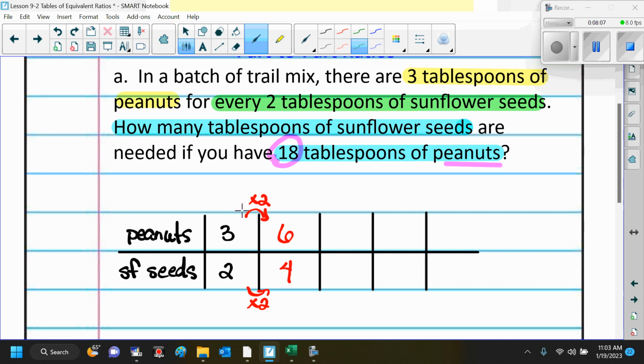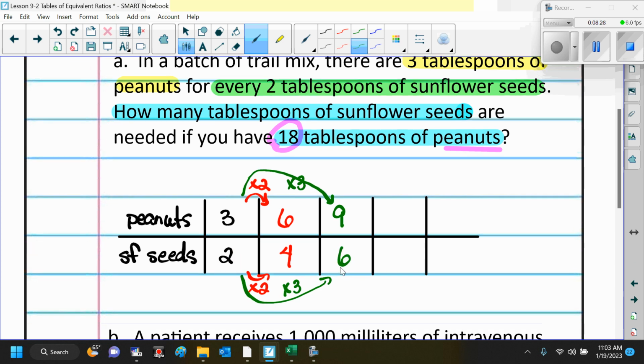So now from the original, we're going to multiply times the next. So this is going to be times 3. And if I multiply times 3 up there, I need to multiply times 3 down there. So that's going to be 3 times 3 is 9, and 2 times 3 is 6. Okay, we're almost there. 18 tablespoons of peanuts, right?